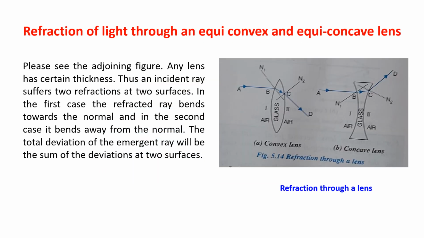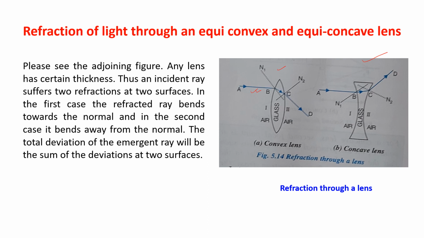Refraction of light through an equiconvex and an equiconcave lens. Please see the figure here. Any lens has a certain thickness. Thus, an incident ray suffers two refractions at two surfaces. In the first case, the refracted ray bends towards the normal, and in the second case, it bends away from the normal. Just see here, this is the incident ray.